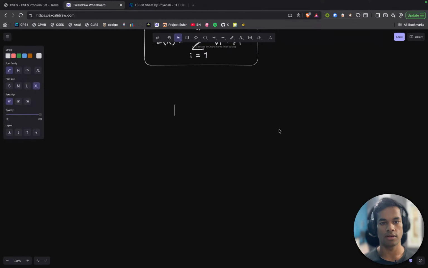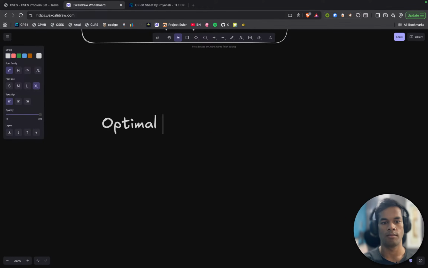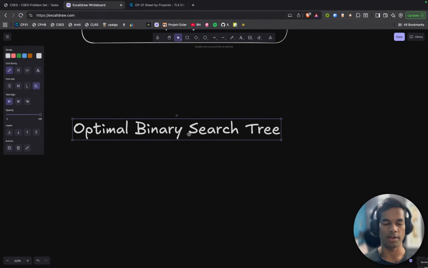So anyways, what we have to do is find an optimal binary search tree. That was actually very slow, my typing is very slow.